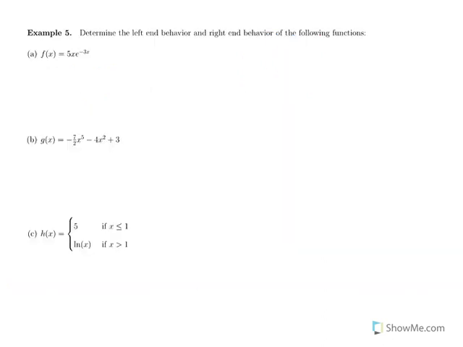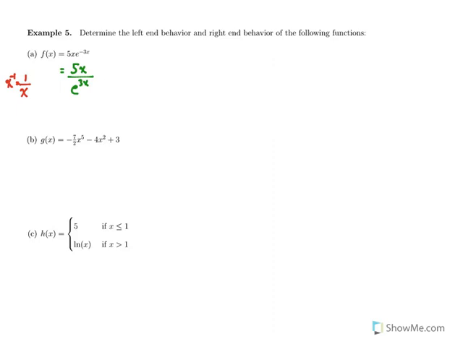One last example here. Given a bunch of different functions, let's determine the left and right end behaviors of the following functions. So the first one is 5x e to the negative 3x. And we can write this maybe as 5x over e to the 3x. Note that x to the negative 1 is the same thing as 1 over x. Okay, that negative exponent means you can put it in the denominator.